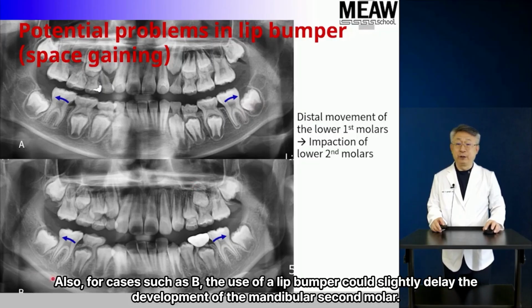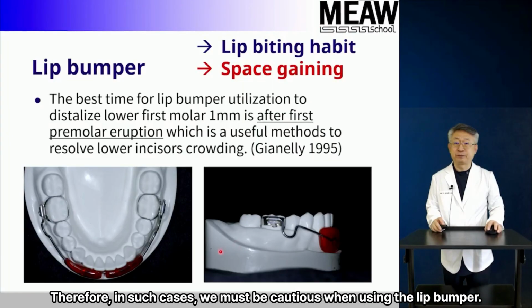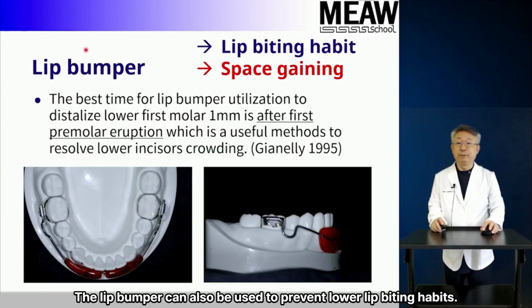Also, for cases such as B, the use of a lip bumper could slightly delay the development of the mandibular second molar. Therefore, in such cases, we must be cautious when using the lip bumper. The lip bumper can also be used to prevent lower lip biting habits.